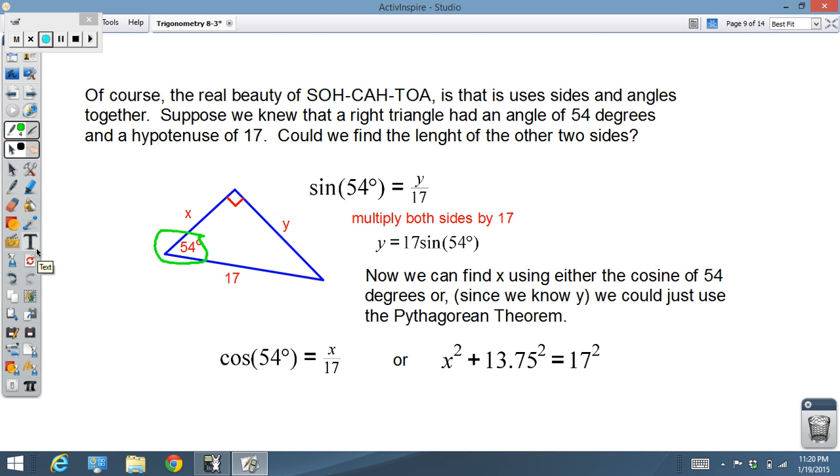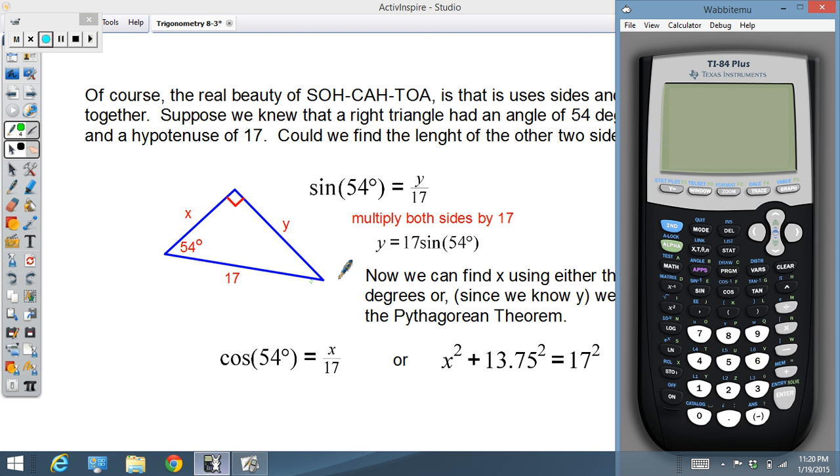Again, it didn't just have to be 30, 60, 90 triangles or 45, 45, 90s. In fact, let me pull up a calculator here. Let me turn it on. Clear it off. Here's my sine button on my calculator. If I want to find the sine of 54, that's how I'm going to do it. And then hit enter. And I know the ratio of the opposite over the hypotenuse has got to be 0.8090.